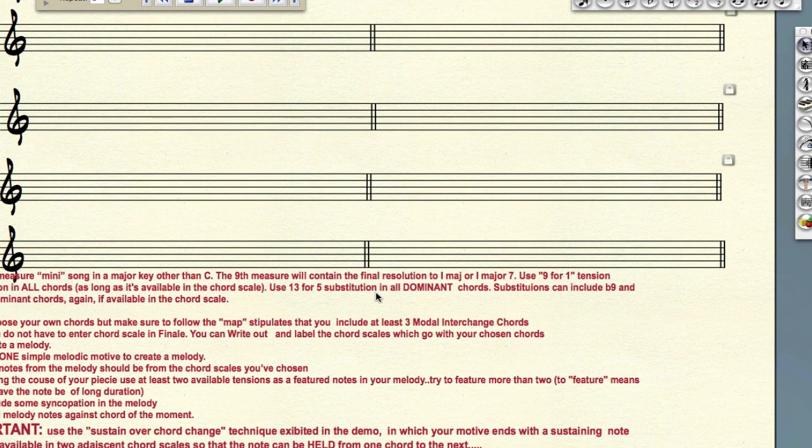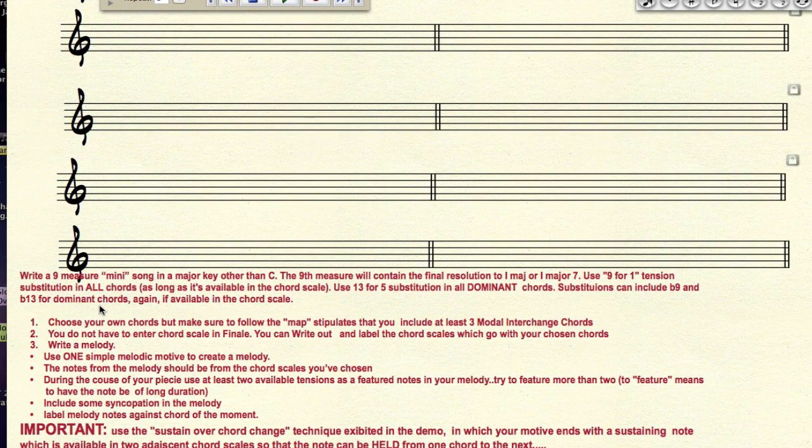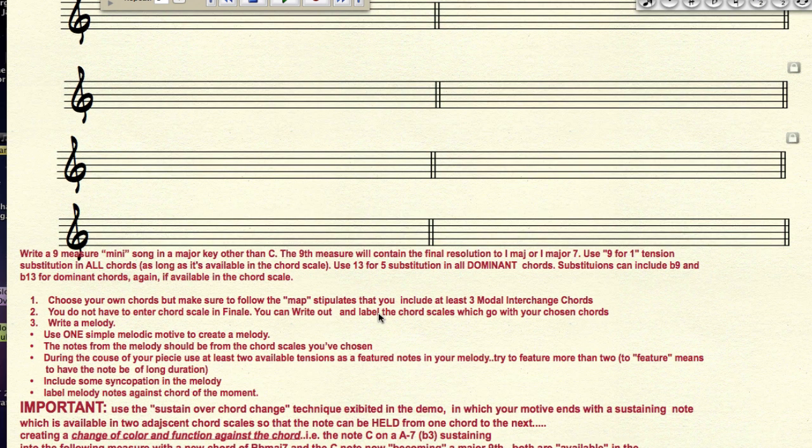And use 13-for-5 substitution on all dominant chords. The substitutions can include flat 9 or flat 13 on dominant chords if that's available in the chord scale. You choose your own chords, but make sure you follow the map. That will mean that you'll choose quite a lot of modal interchange chords. You do not have to enter your chord scales in Finale.